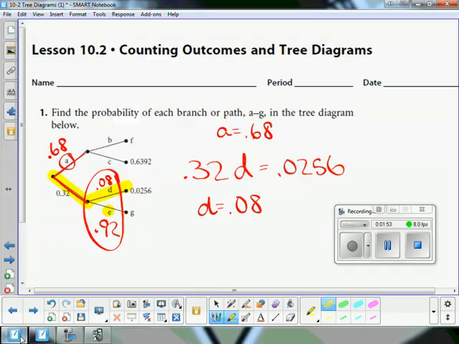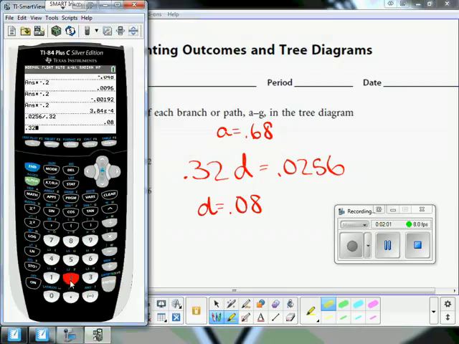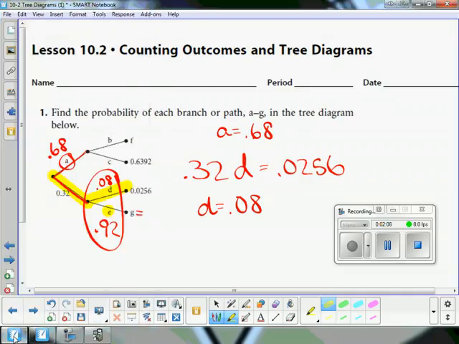So how do we find G next? 0.32 times 0.92. So G would be 0.2944. And then you complete the top three pieces that you don't know in a similar fashion.